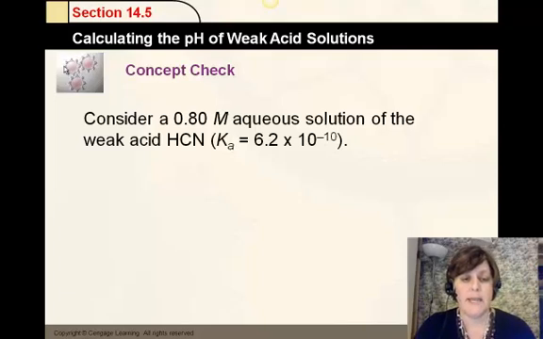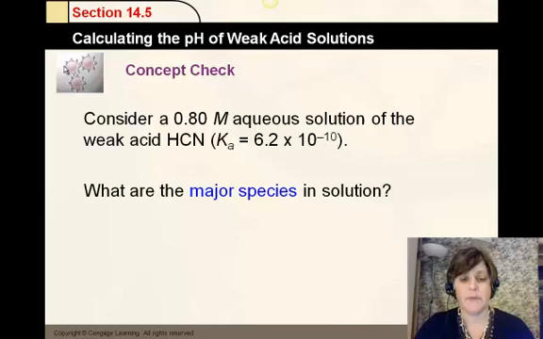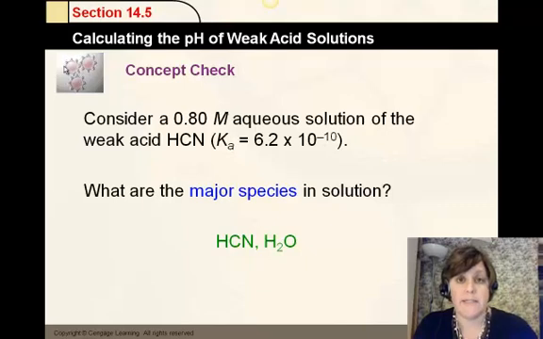Consider a 0.80 molar aqueous solution of the weak acid HCN. You can see that it has a Ka value of 6.2 times 10 to the negative 10. What are the major species in solution? What is there that's contributing to the hydrogen ions? Well, HCN and water. Now you might think, what about H+ and CN-? It ionizes slightly. Why isn't it a major species? Well, that's exactly the reason. It doesn't ionize very well, so there's very little hydrogen ion or cyanide in solution. So that's why the only two things are HCN and water.